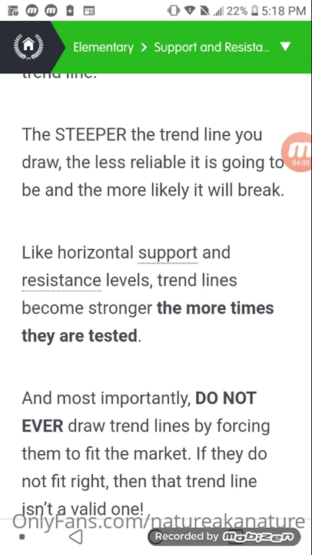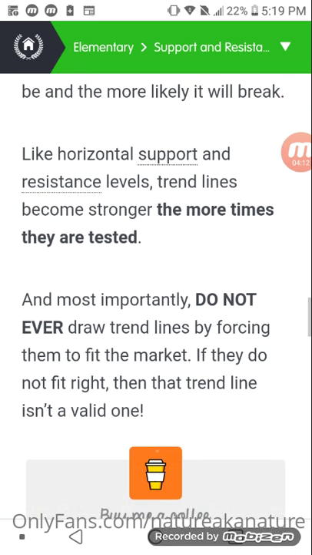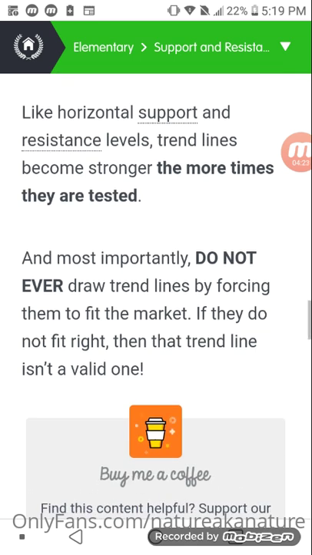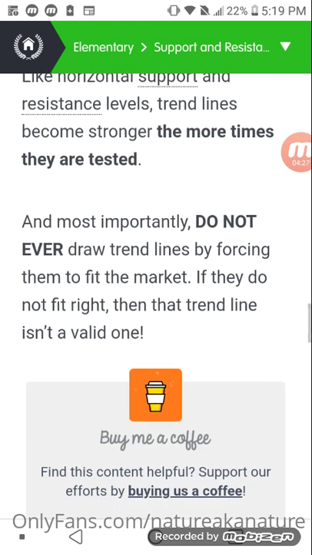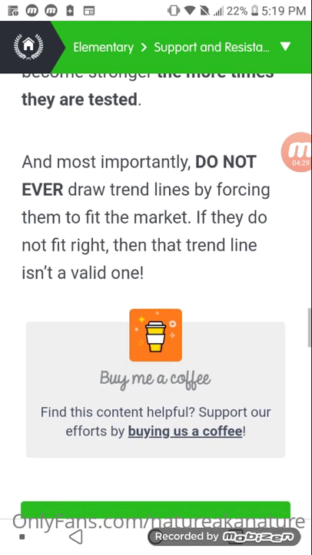Like horizontal support and resistance lines, trend lines become stronger the more times they are tested. So when the market tests the trend line a few times, the stronger the move will be when it heads back up or down. And most importantly, do not ever draw trend lines by forcing them to fit the market. If they do not fit the market, then the trend line is invalid.